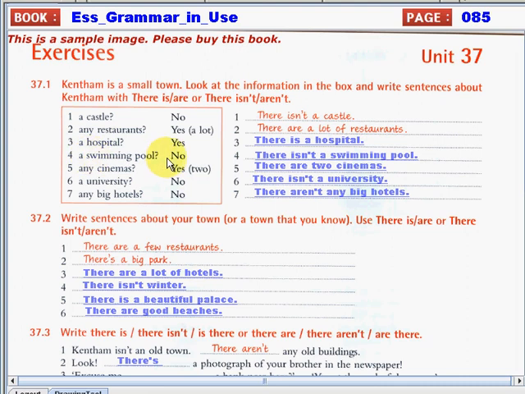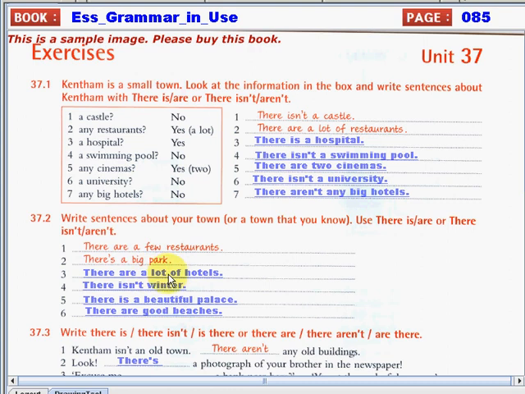Let's go now to 37.2. Write sentences about your town or a town that you know. Use there is, there are, or there isn't, there aren't. First example is there are few restaurants. Restaurants, there are. Number 2, there's a big park. There's or there is a big park. Singular, plural.